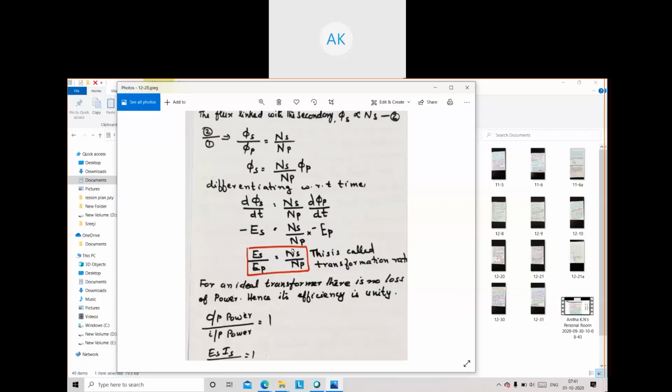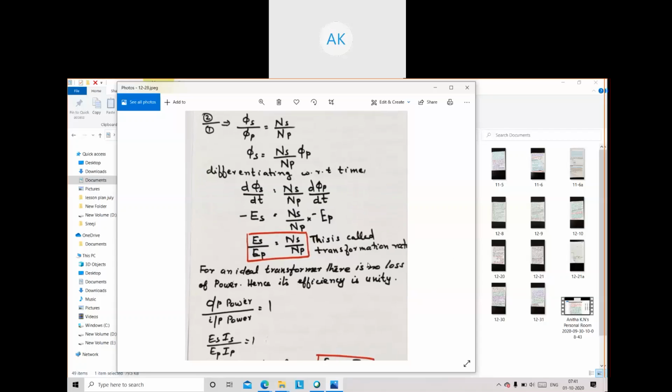If Ns by Np is greater than 1, that will be a step-up transformer. If Ns by Np is less than 1, that will be a step-down transformer. That is why this relation is important: whether the voltage is stepped up or stepped down is decided by this factor Ns by Np. Greater than 1, step up. Less than 1, step down.